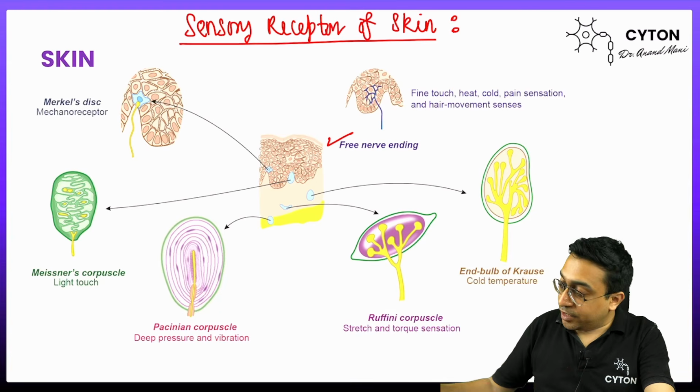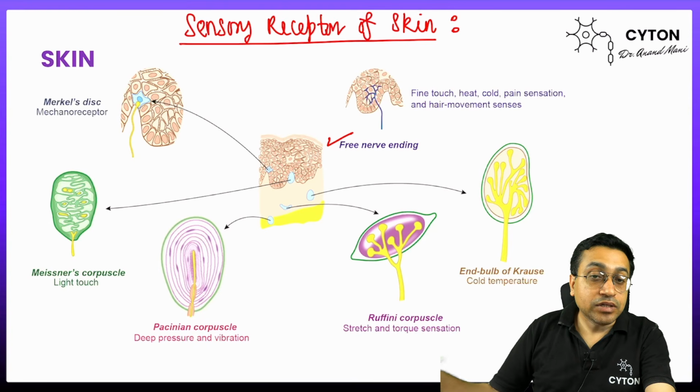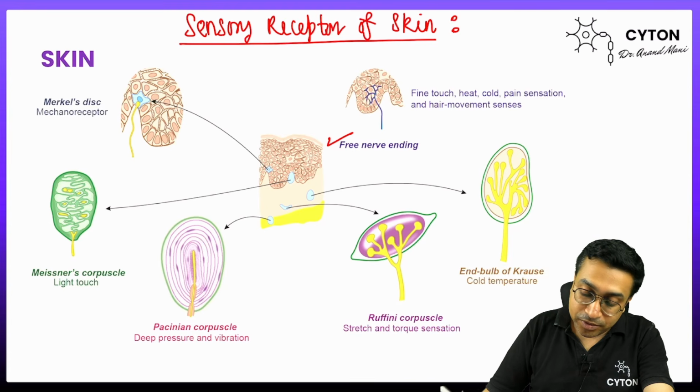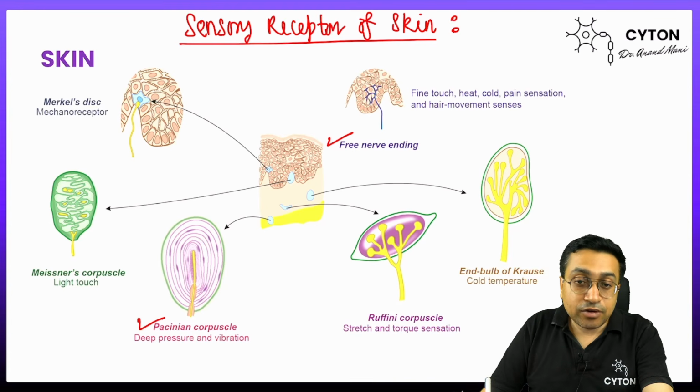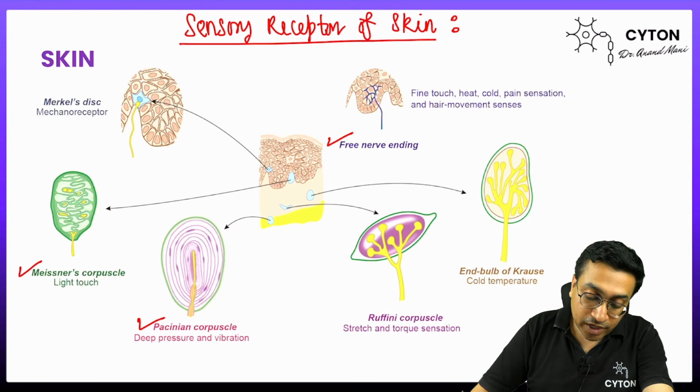The free nerve endings, then we have the Pacinian corpuscles. These free nerve endings are for fine touch. You can see all these sensations. Then you have Pacinian corpuscles for deep pressure and vibration. Then you have Meissner's corpuscles for light touch.